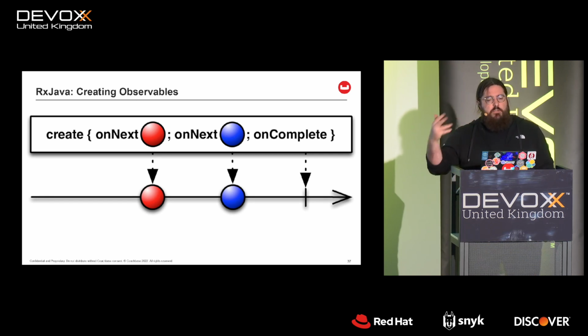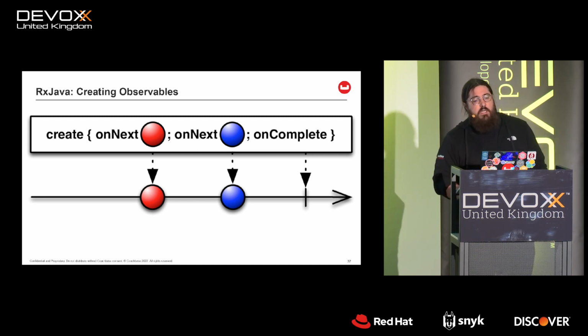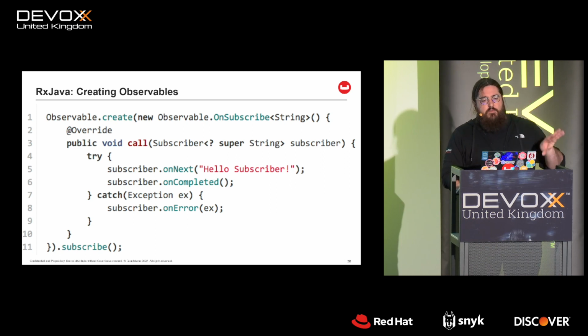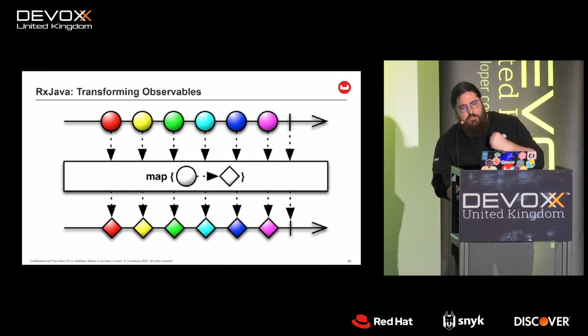You can create your own observable, which means basically calling the onNext method as many times as you want, and then maybe calling onComplete, maybe not. That's if you want to be very fancy. Usually those are either for very advanced use cases, or this is what people are using under the hood to build the other operators, like map.